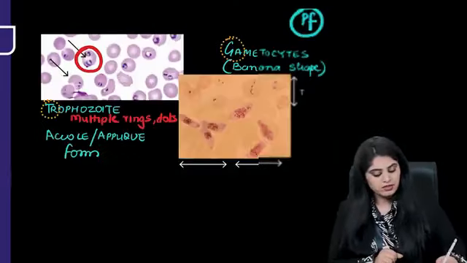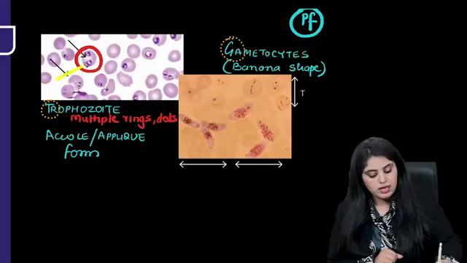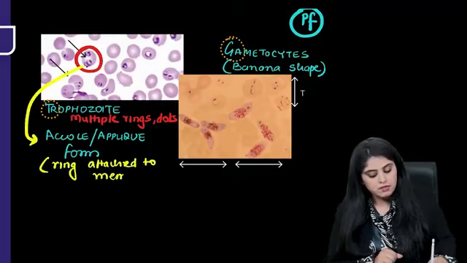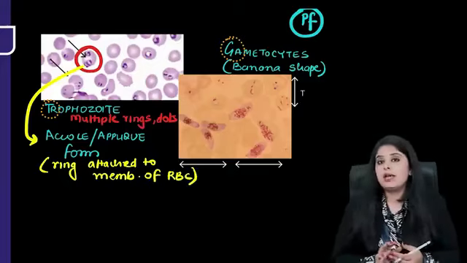So what is that ring known as? That is known as an accole or an applique form. So please note, it is a ring that has gone and decided that I will attach to the margin or the membrane of the red blood cell. The margin of the red blood cell, that is known as an accole or applique form.